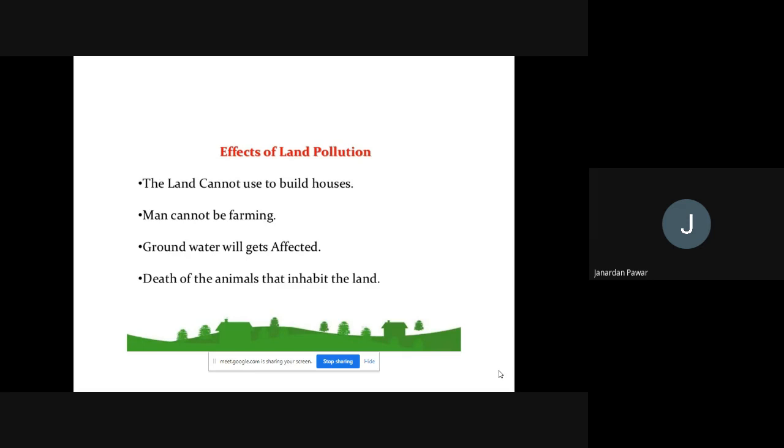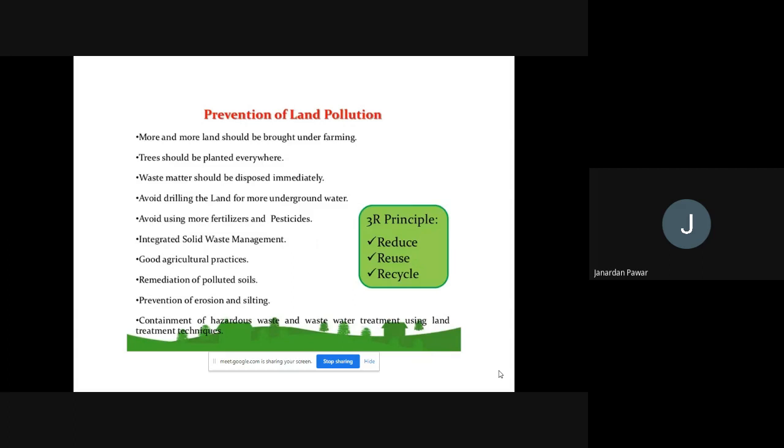These are the effects of land pollution, as I mentioned here in this slide. Once again, I repeat these points, and then afterwards we go for prevention measures to protect land from pollution. If land gets polluted, there are different adverse effects. We cannot build houses, farming is not possible, and groundwater, the water inside the ground, will get affected, and deaths of animals occur. Because of these adverse effects, land pollution is not good. Now we are going to talk about prevention of land pollution.